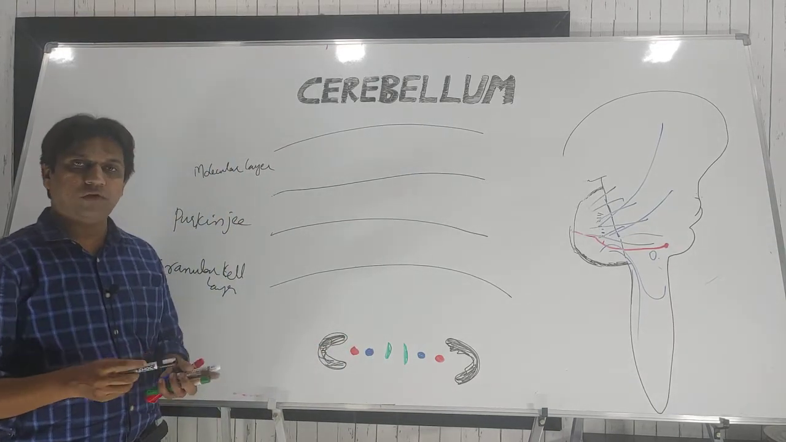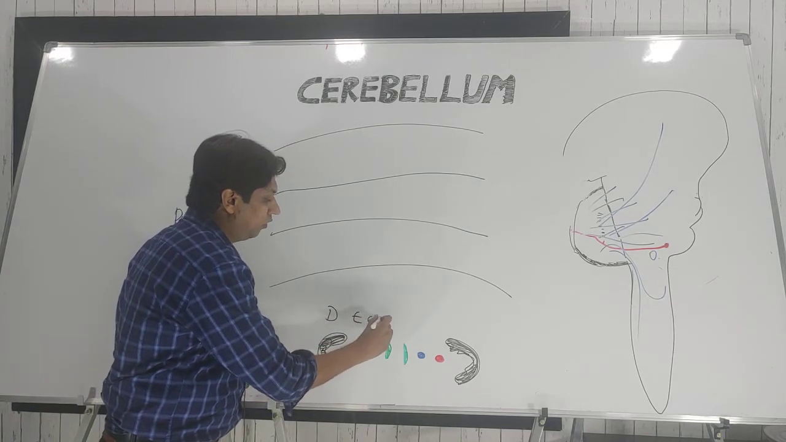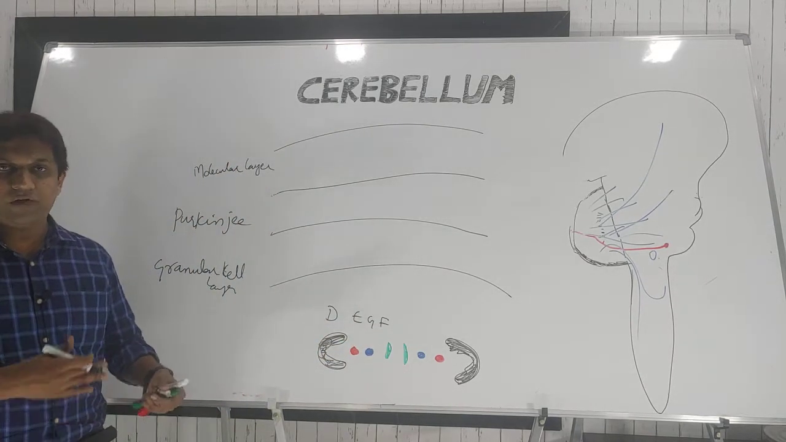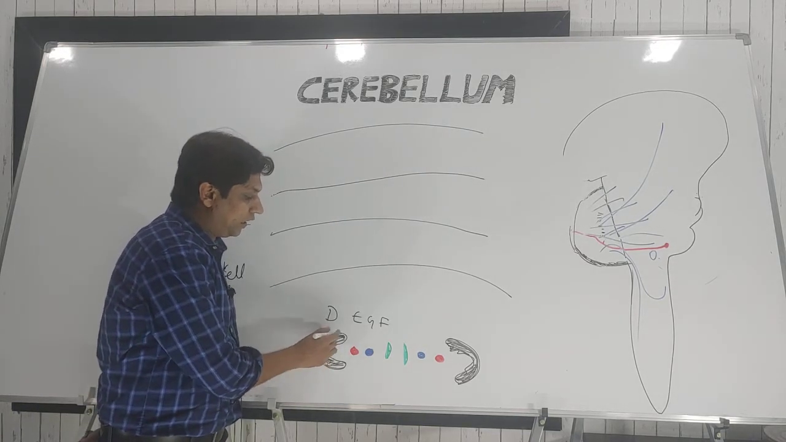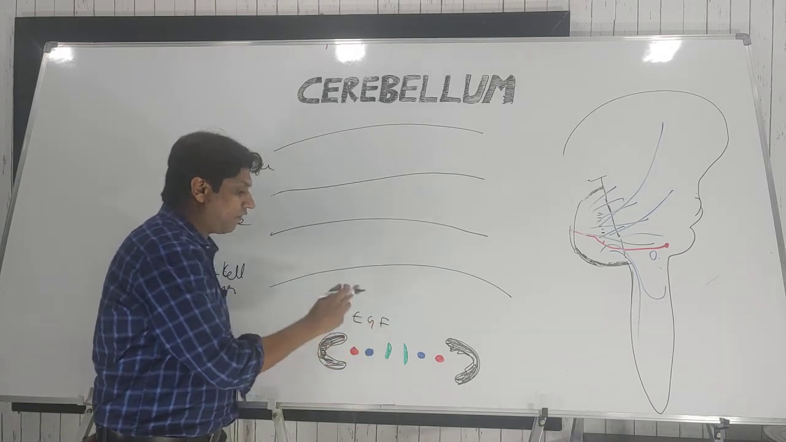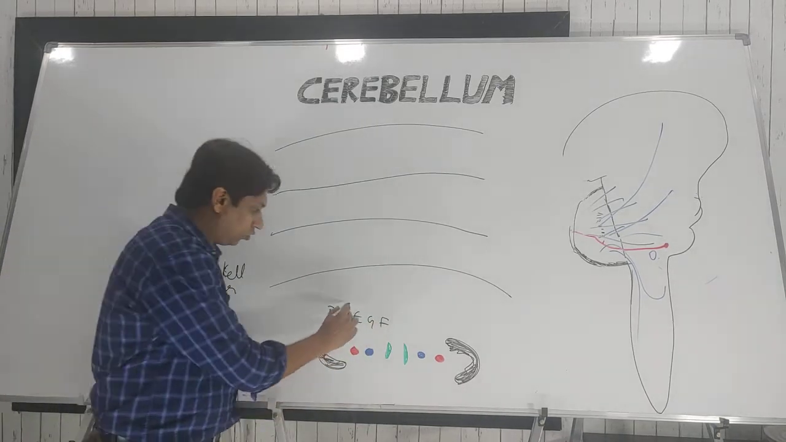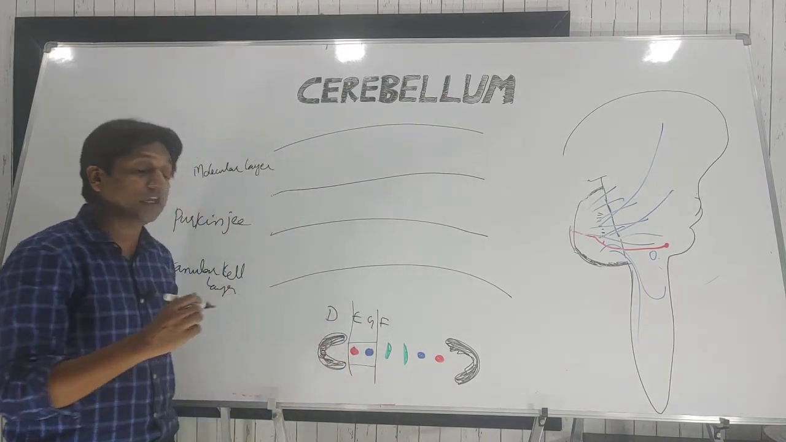Very simple. There is a mnemonic: don't eat greasy food, from lateral to medial side. Don't, D for dentate nucleus, E for emboliform nucleus, G for globose nucleus, and F for fastigial nucleus. Okay, now these two nuclei, emboliform and globose, together they are known as the nucleus interpositus.